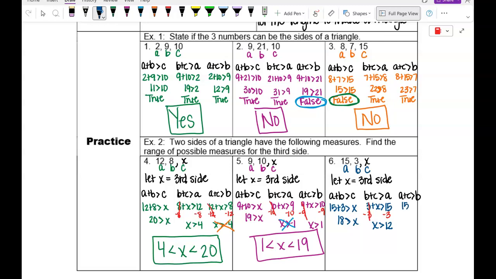15 plus x has to be greater than 3. If I subtract that 15 from both sides, I get x is greater than negative 12. And again, the negative is not going to help me. So I have 12 is less than x is less than 18. So my third side has to be between those two values.